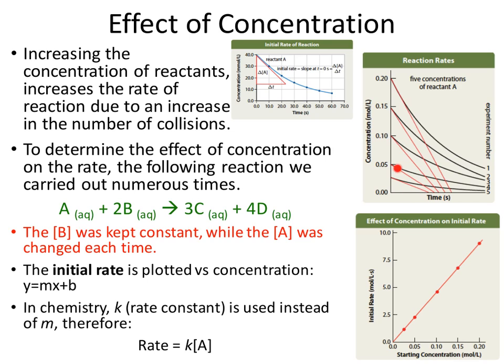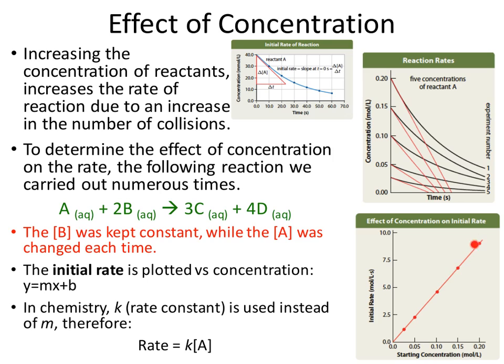Now you can see graphically that as we increase the initial concentration of A, the rate also increases. So if we double the initial concentration, we also double the rate. And that's shown by this linear relationship here. So if we take this data and plot it onto the graph, we can see that as we go from 0.025 to 0.05, we're seeing a doubling of the actual rate.